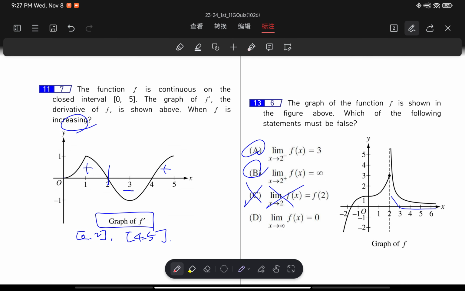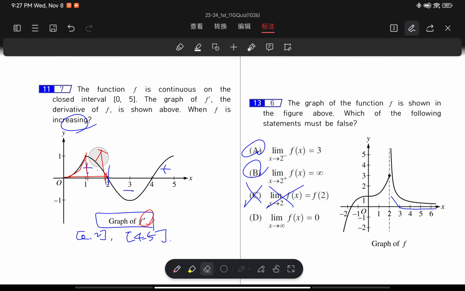11. So that is f prime. Just check the sign here: above the axis, f is increasing because f prime is positive. You do not need the value; it could be 1, 2, 3, 100. It doesn't matter. If f prime x appears above the x-axis, then f is increasing. I don't mean f prime is increasing. Here f prime is increasing, and from 1 to 2, f prime is decreasing.